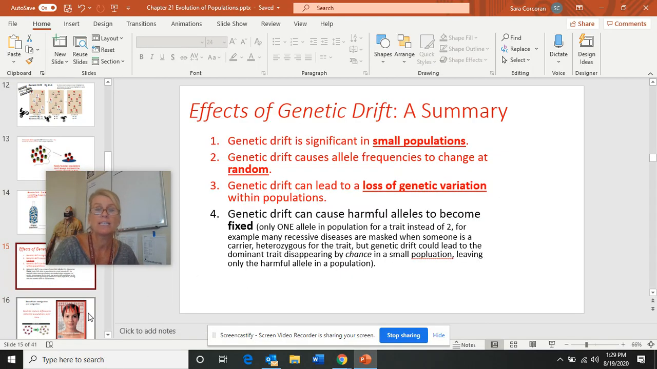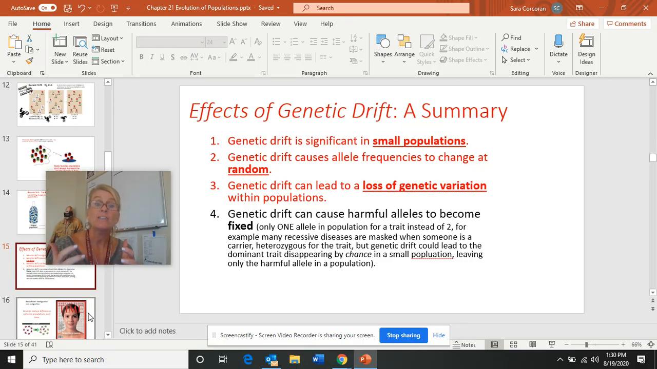So in summary, genetic drift affects small populations. It is random events that change the genetic makeup of small populations, and it can lead to a loss of variation. And with this loss of variation, there are 2 alleles for every trait. Let's say the trait is height, big T is tall, little t is short.